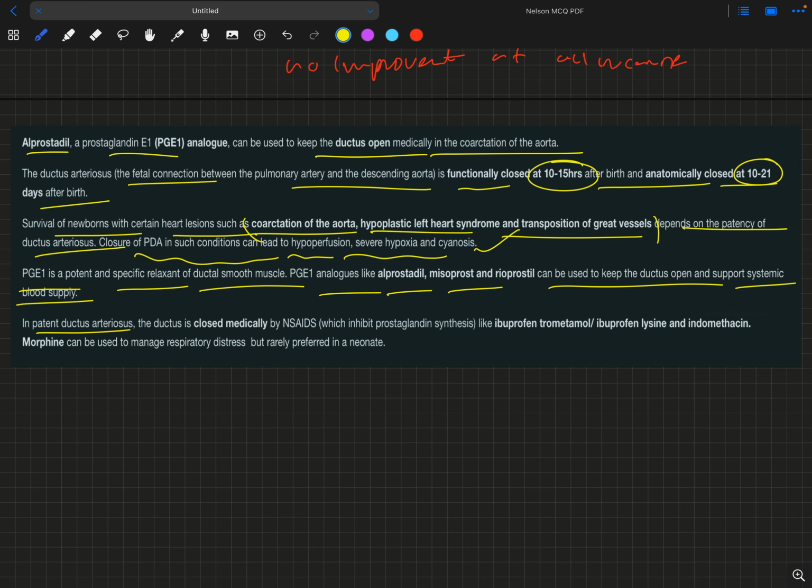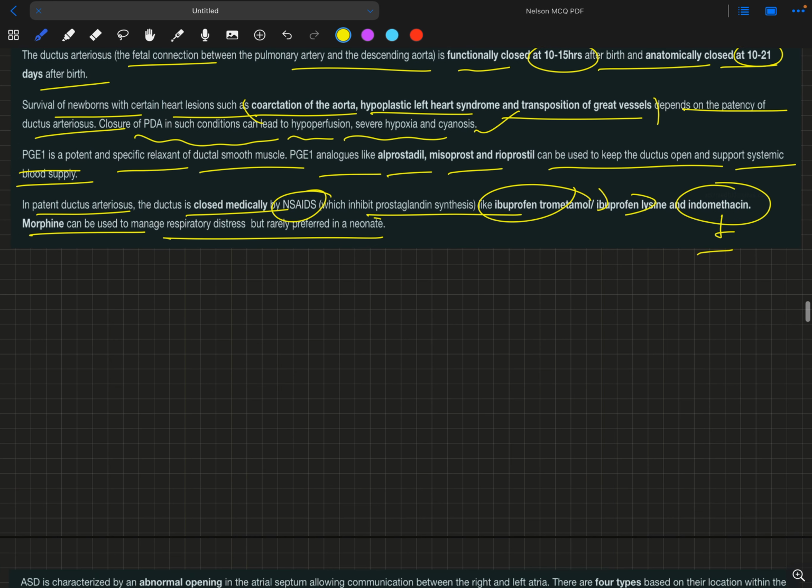In patent ductus, it is closed medically by NSAIDs, which inhibit prostaglandin synthesis, like ibuprofen and indomethacin. Ibuprofen is preferred over indomethacin because indomethacin is nephrotoxic. Morphine can be used to manage respiratory distress, but rarely in a neonate.